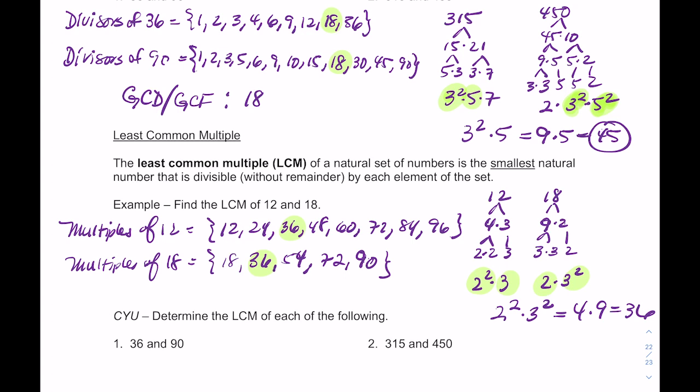Okay, let's try one more. So here we have f of x equals x cubed minus x squared minus 2x. So the first thing you need to do is try and find the zeros. So I'm just going to set this equal to 0.